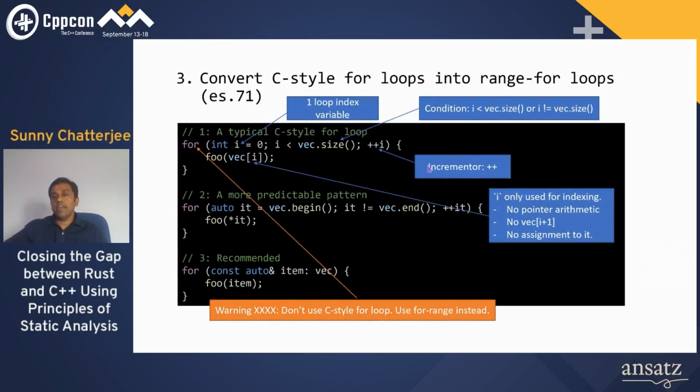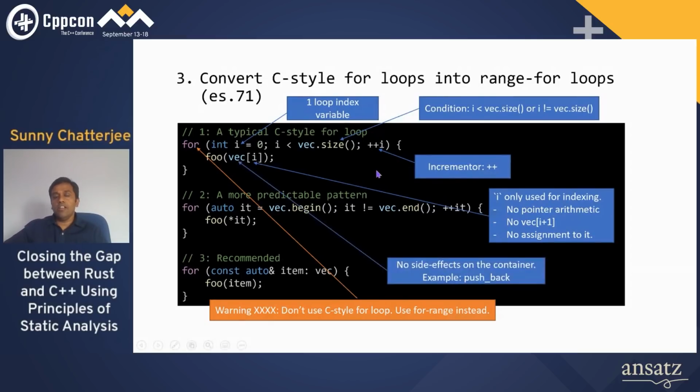And next, it will check that the only way the loop index variable is used is for a simple access. There is no funny things happening like pointer arithmetic. It's not used to access with a +1 or +2. There is no assignment happening to it. And lastly, it will also make sure that we are not doing any side effects on that collection. So for example, if in the loop body we had a push_back operation on the vector, that would cause interesting side effects. So if none of these are happening, then the tool can with pretty reasonable confidence warn that, hey, you really need to change this C-style for loop into a range for style loop.